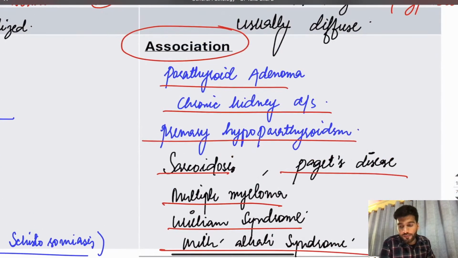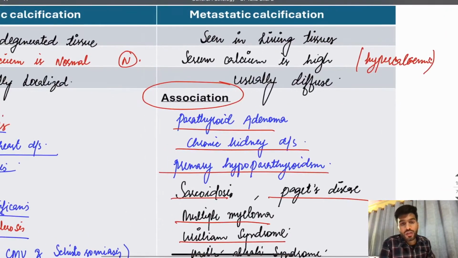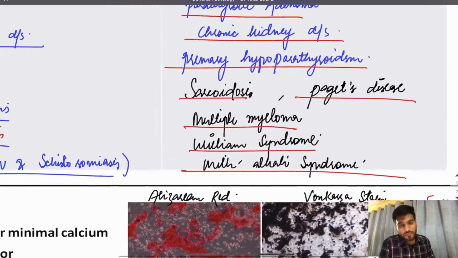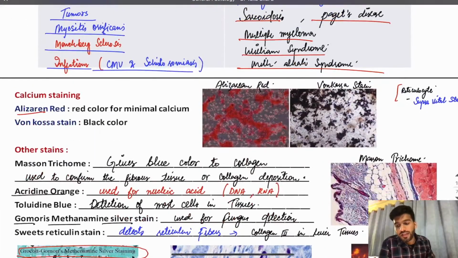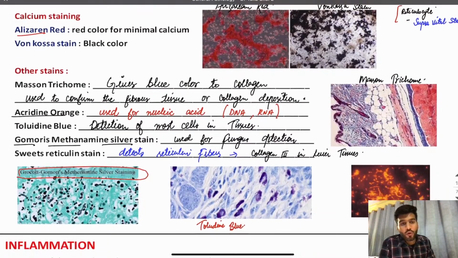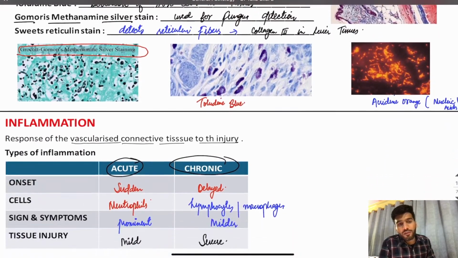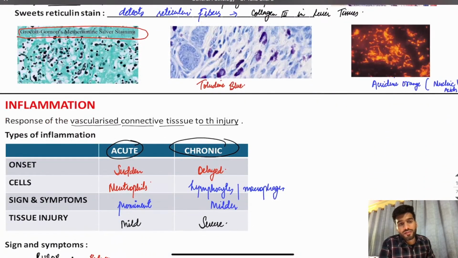Then, guys, if I talk about metastatic calcification, you have an association with parathyroid adenoma, serum calcium levels are high, there's hypercalcemia, sarcoidosis, primary hyperparathyroidism, and all. Then calcium staining: for minimal, you have alizarin red. For high, von Kossa stain. For collagen, we have Masson trichrome. For nucleic acid, you have acridine. For mast cells, you have toluidine. For fungal, we have GMS. And for reticulin fiber, you have the Sweet reticulin test.